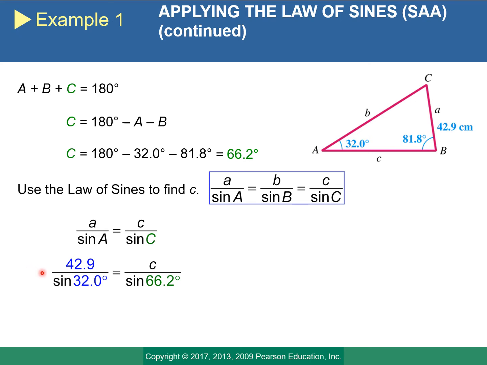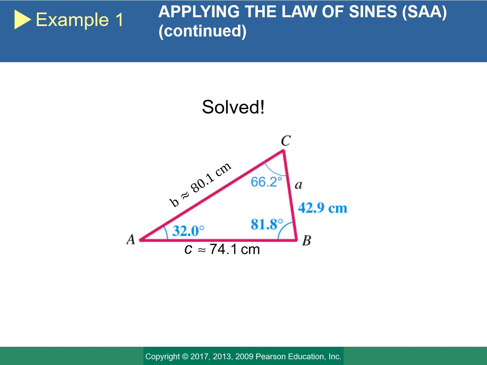So we fill in what we know. We were given information about little a and capital A, and we just figured out what angle capital C is, and then you solve this equation for c. So just like we did for B, times everything by the denominator, and then in your calculator, you're going to get that c is about 74.1 centimeters. This triangle is now considered solved. So the triangle is solved when you've found all three angle measures and all three side lengths. Once you have all 6 of those pieces, you're done. It's considered a solved triangle.